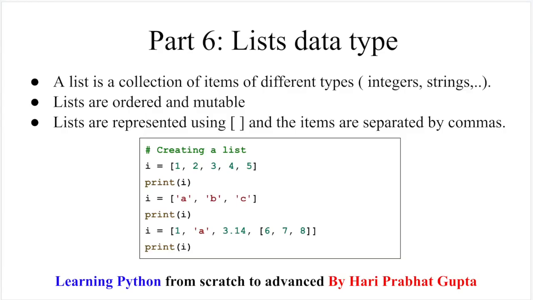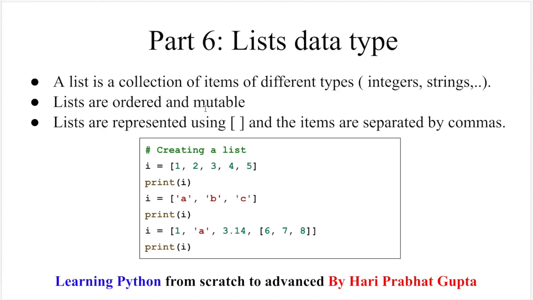So the list is a collection of items of different types: integer, string, float. That means they have a combination of different types of items. Say for example, this is a list. They have the integer, they have the character, they have the float value, and a list can also contain another list. And another important point is the lists are ordered and mutable.